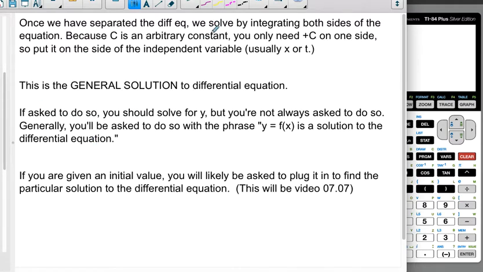So once we've separated the differential equation, we solve by integrating both sides, right? We find the antiderivative of both sides of the equation. Because c is an arbitrary constant, you only need the plus c on one side. You usually put it on the side of the independent variable, which is usually x or t, right? So this is called the general solution to a differential equation. If you're asked to do so, you should solve for y, but you're not always asked to do so. Generally, the way you're asked to solve for y is you're going to have some sort of phrase like y equals f of x is a solution, and that's telling you, hey, solve for y, right? That's saying you should have y equals a bunch of x stuff. That's the hint to solve for y.